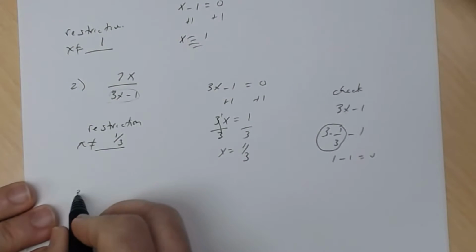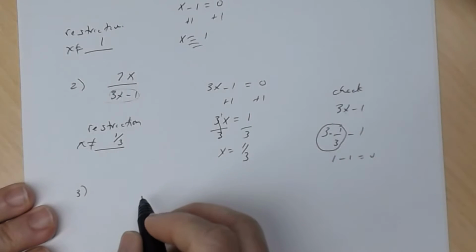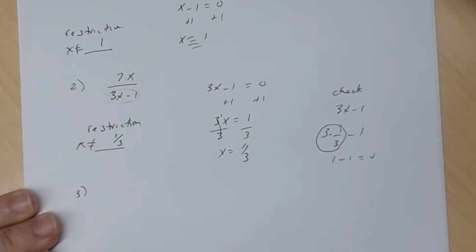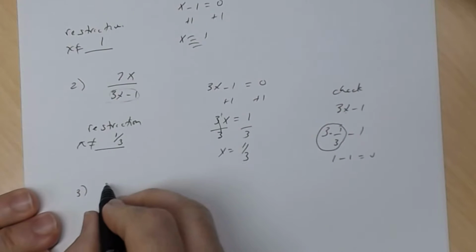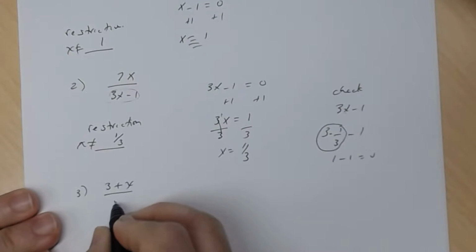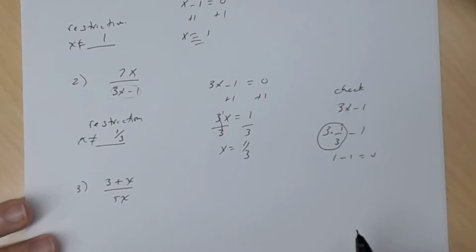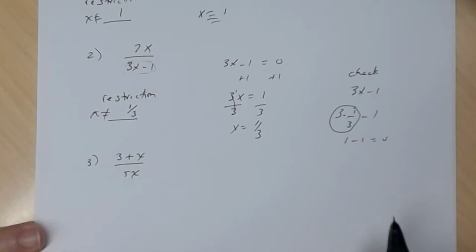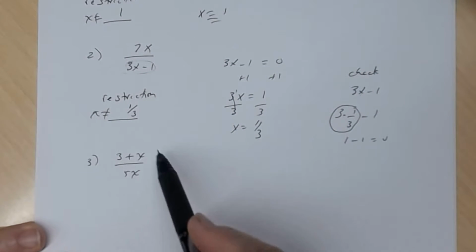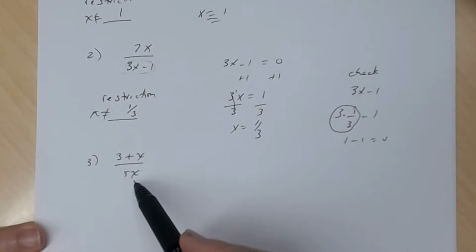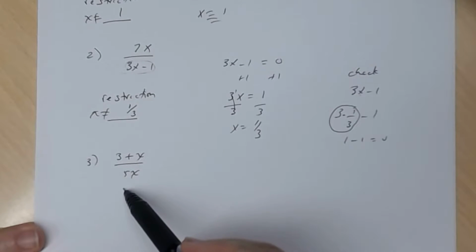All right, number 3, suppose I had this variable expression. Let's suppose we had 3 plus x divided by 5x. So again, I want to find where this rational expression is undefined. Well, it's undefined when the denominator is 0. So let's find the restriction. What makes my denominator 0?